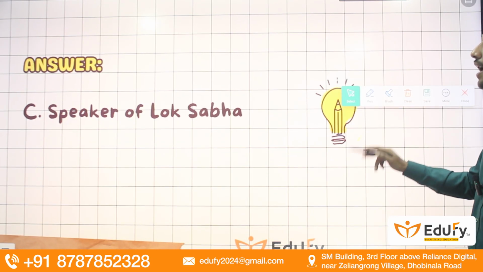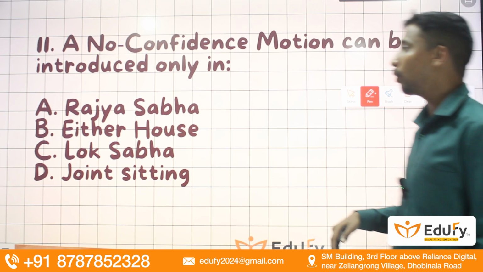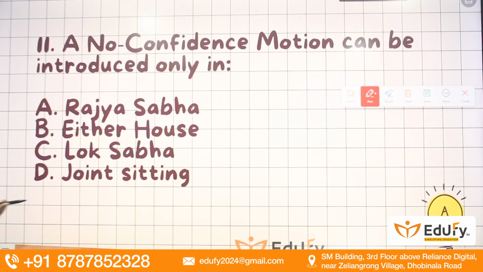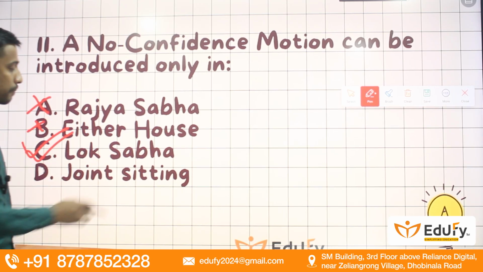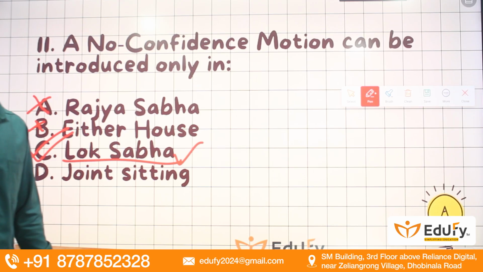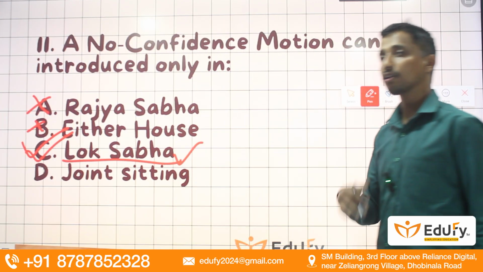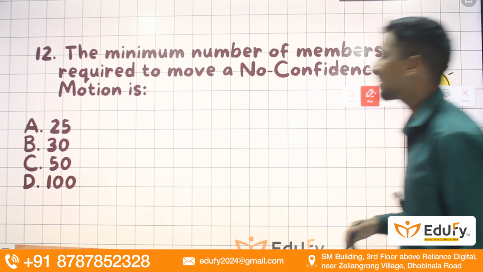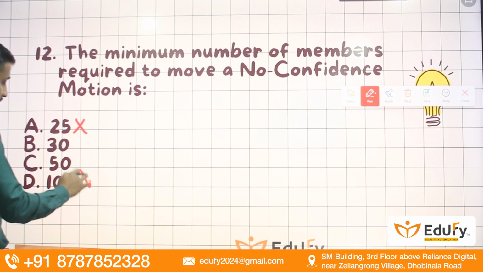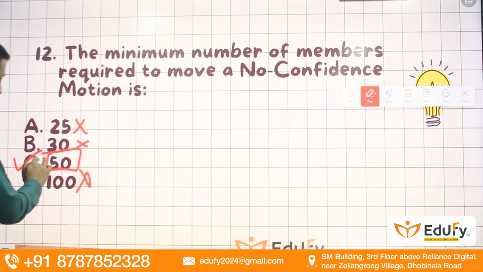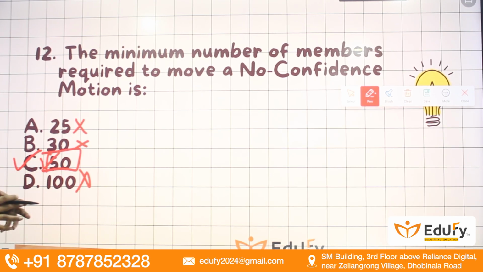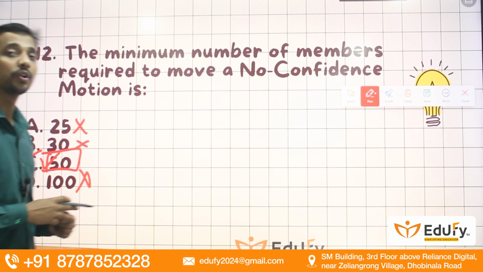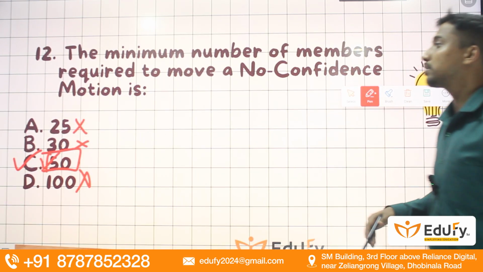Moving towards the next question, we have here, guys, a no confidence motion can only be introduced in. So, guys, it is not introduced in Rajya Sabha or either house. It is only introduced in Lok Sabha. So remember, it is introduced only in Lok Sabha, a no confidence motion in order to remove the ruling government. The minimum number of members required to move a no confidence motion is not 25, not 100, not 30, guys, it is 50. So a minimum of 50 members are required to initiate the no confidence motion in the Lok Sabha. Remember that. Okay. So the correct option will be option C.